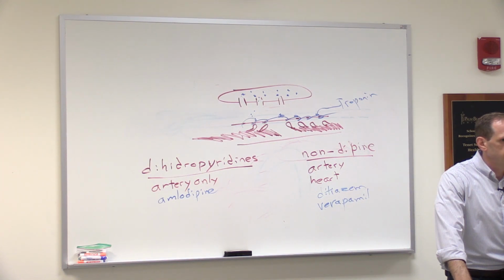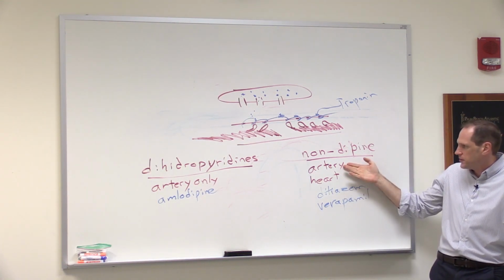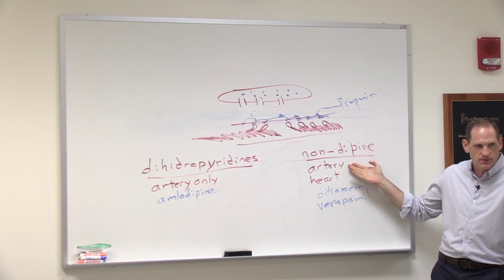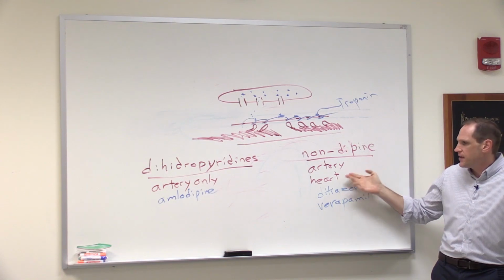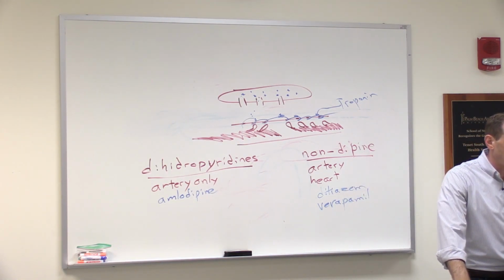Can you repeat what they do again? The two drugs, diltiazem and verapamil, can affect both the arteries and the heart. So they can cause vasodilation, lowering blood pressure, and they can also cause decreased contractility and decreased conductivity in the heart.